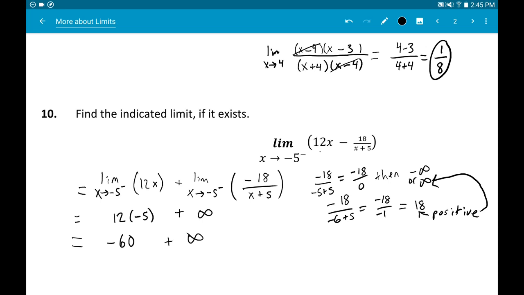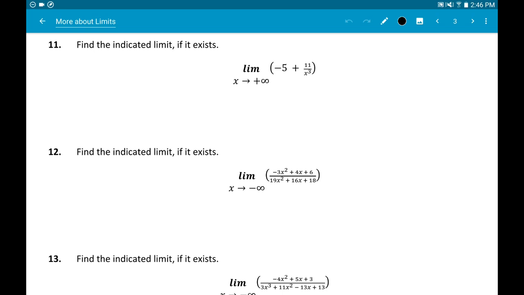Alright, so here's the thing. We've got -60 plus infinity. Infinity is a concept. You can never actually get to it. So it doesn't really matter if we add or subtract anything from it. It's still so large that we're never going to get there. So -60 plus infinity is just plus infinity. More specifically, I would just answer it as infinity. Okay. Let's keep going.